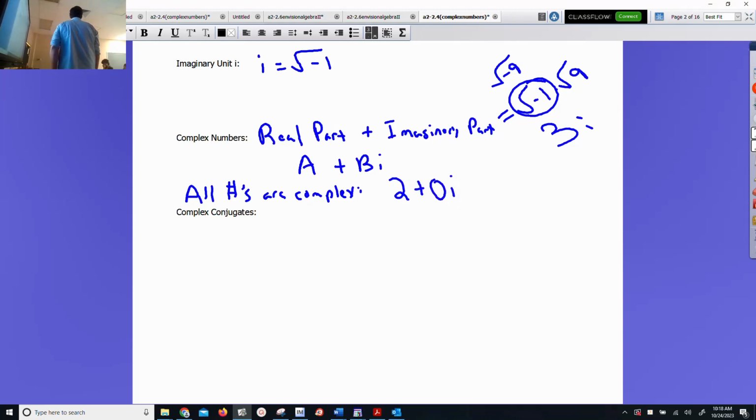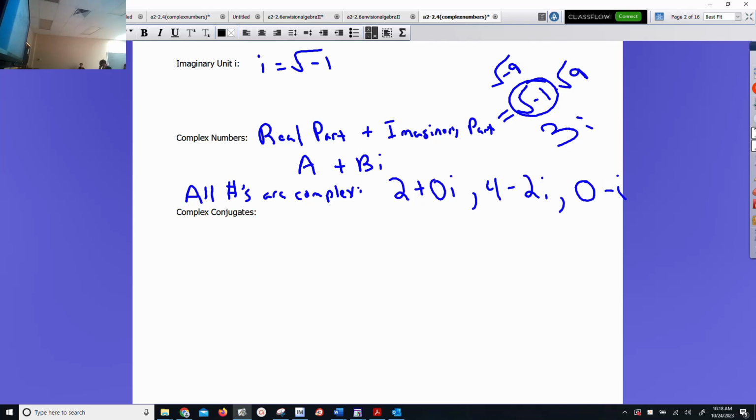2 plus 0i only has a real part. But it can be written as a complex number, can't it? 4 minus 2i has a real part and an imaginary part. 0 minus i doesn't have a real part, but it has an imaginary part, but it can be written in the form a plus bi. Every number that exists is complex. Every single one of them.